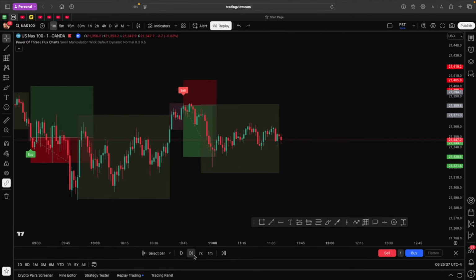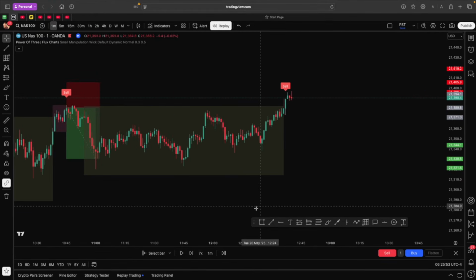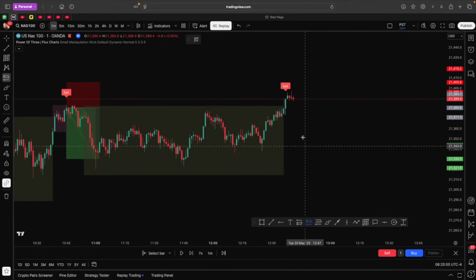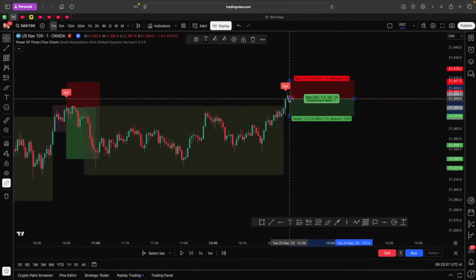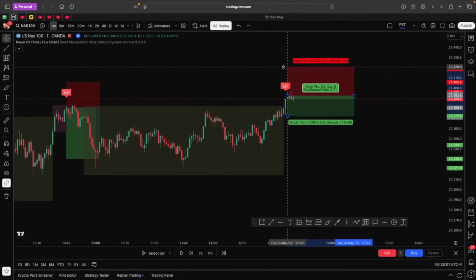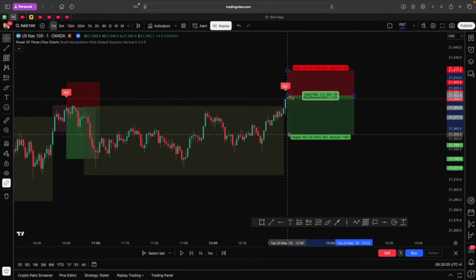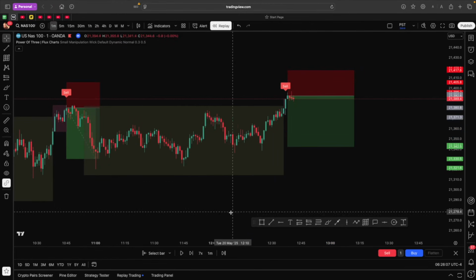Another accumulation is happening. Let's see what happens. Still accumulating. There we have our sell signal on the manipulation phase. Let's enter our trade right over there. 250 pip stop. And we're going to target a 1 till 2. And let's see what happens.